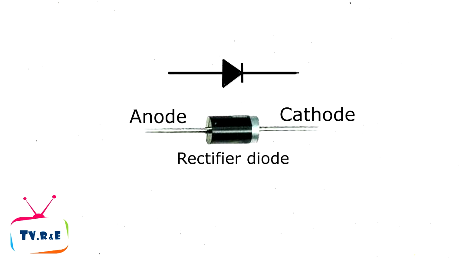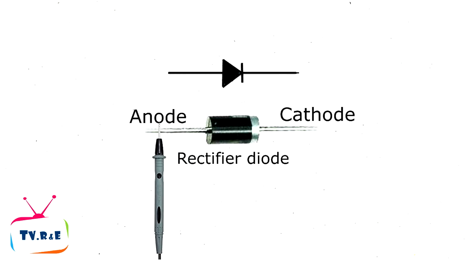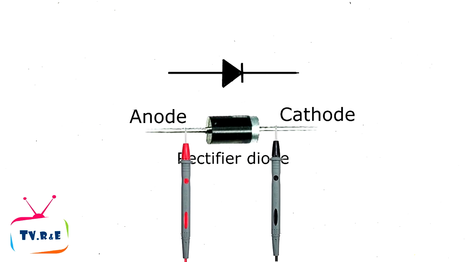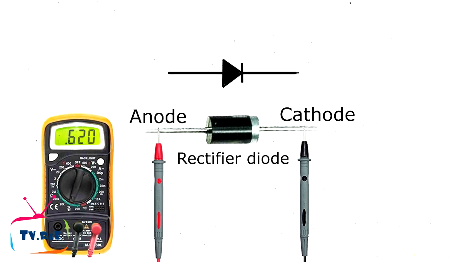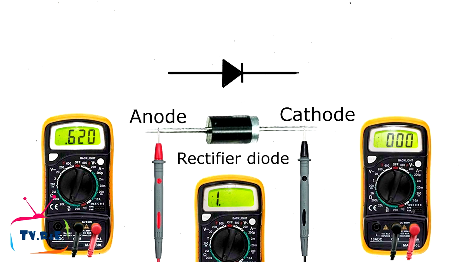Here, if we place the black lead of the multimeter on the anode side of the rectifier diode and the red lead on the cathode side, it does not show any reading. But if we switch the leads and check, the reading will appear in the multimeter. But if there is no reading in the multimeter or it shows continuity, then the rectifier diode is faulty.